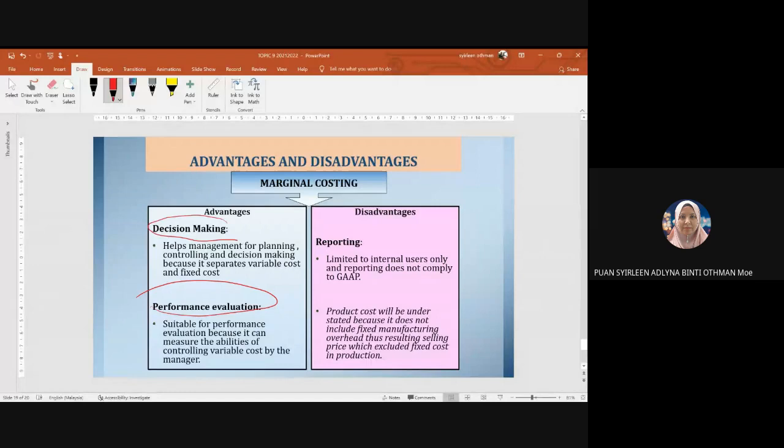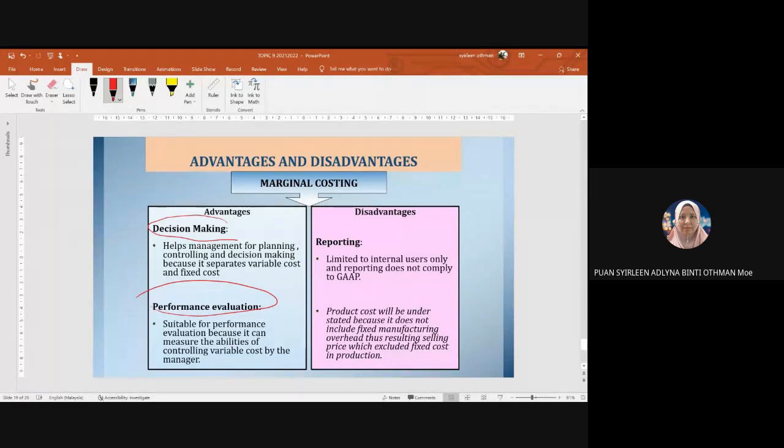Okay, alright. Dan dia juga, sebab kita boleh decide dan kita boleh evaluate kita punya performance lah. Okay, sebab kita boleh tengok, okay, kalau I tingkatkan pengeluaran, how am I going to do in terms of profit? Kalau saya kurangkan pengeluaran, macam mana dia akan affect saya punya keuntungan. So that's why we are using this for internal purpose. Sebab kita nak evaluate kita punya performance dan kita nak buat decision making.